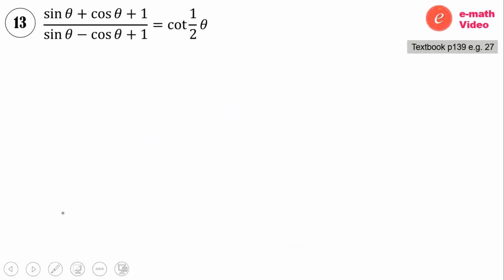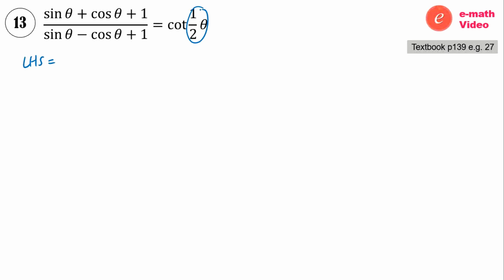Proven. Number 13. Okay, for this one, obviously we will start from the left hand side because it's more complicated, right? And on the right hand side, we can see that we have a half angle here. So we need the half angle formula. And the half angle formula is not given in the exam, right? So we need to derive it from the double angle formula.